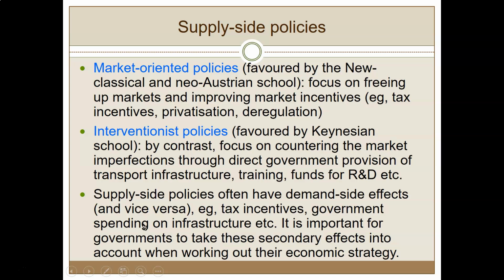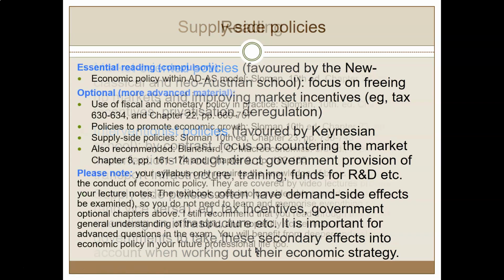Or government spending on infrastructure or on education, etc., again, will shift the aggregate demand curve, because government expenditure is a direct component of aggregate demand, but it will also hopefully increase the production potential of the economy, increase the rate of economic growth and shift aggregate supply. That is why government policymakers will need to take this secondary effect into account when making economic policy decisions.